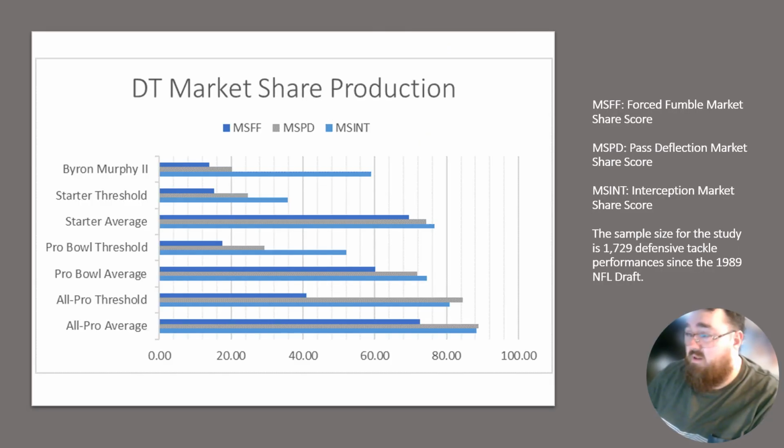And then on top of that, when you look at his other production traits, so taking a look at forced fumble market share, pass deflection market share, and interception market share, Murphy did well in terms of interceptions, but forced fumbles and pass deflections, he was not really as active or as good in terms of those particular areas. So again, Murphy is not really producing like a top 16 pick typically produces at the college level.